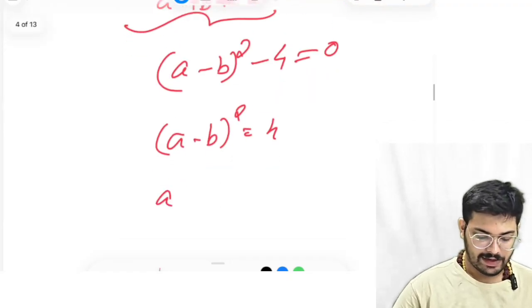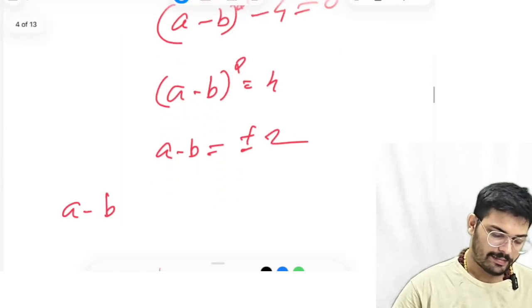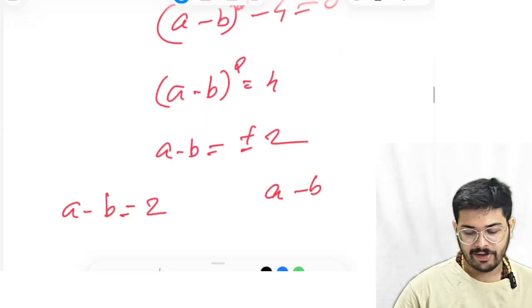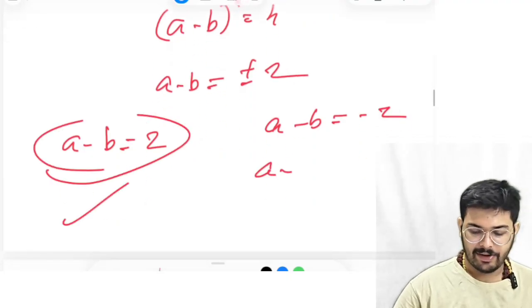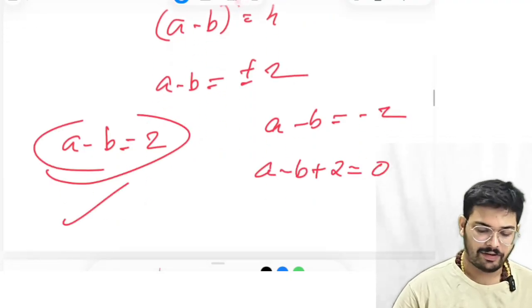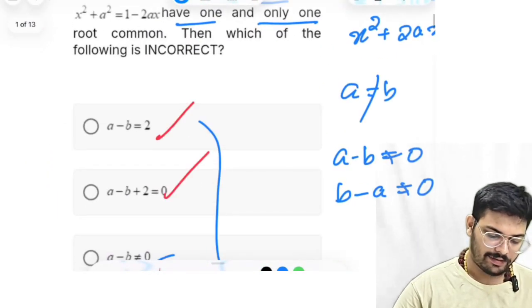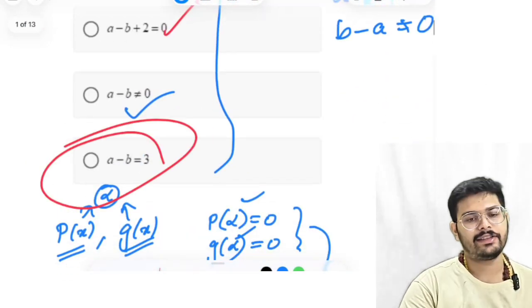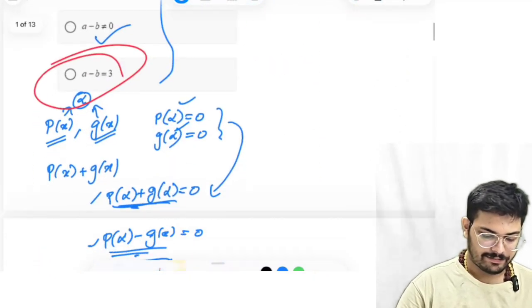Now we will be writing a minus b can be equal to plus or minus 2. Case 1, a minus b equal to 2. Case 2, a minus b equal to minus 2. Now a minus b equal to 2 is correct, and a minus b equal to minus 2 is correct, because in our options they have asked a minus b plus or minus 2. So these two values are correct. So our final answer is a minus b not equal to 3 is our correct answer.